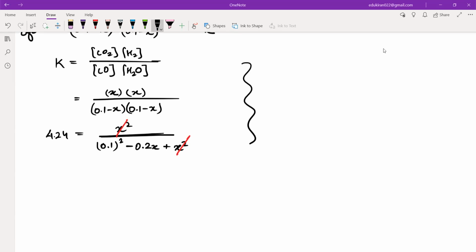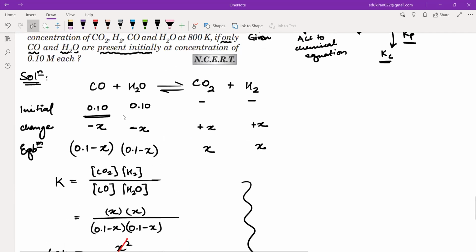Yes, sir. You are saying that x is the change, right? X is the change, yes or no? Yes. So you are saying it is 0.44, and the initial concentration is 0.1. Is this possible? No. So you will get one more value. You will get one more value, right? That will be the right one, which will be less than 0.1. Okay, because you have plus and minus.